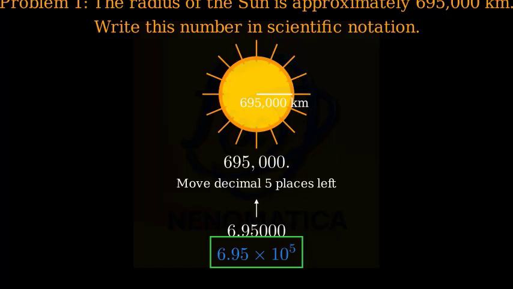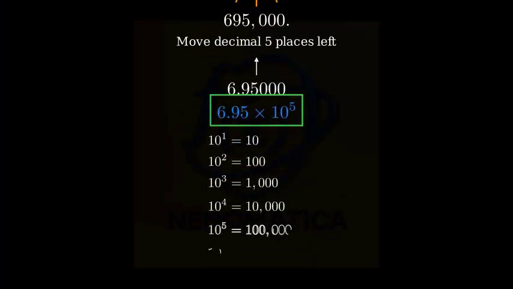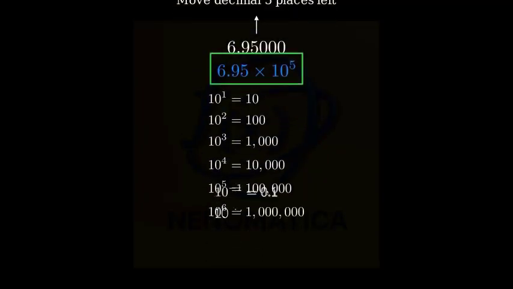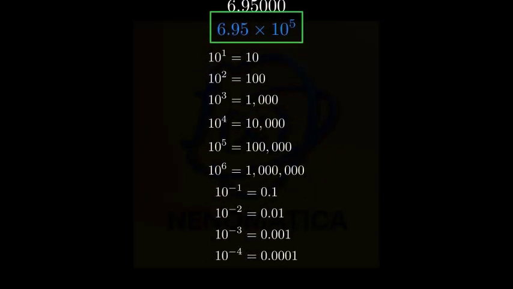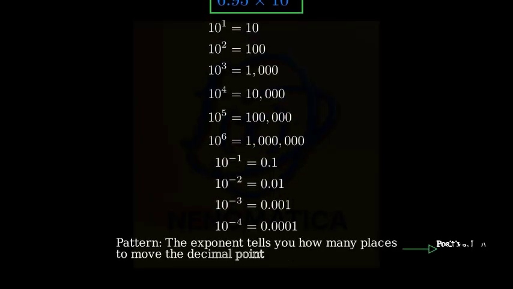Before we move to the next example, let me quickly explain the powers of 10. 10 to the power of 1 is just 10. 10 to the power of 2 is 100. 10 to the power of 3 is 1,000. And so on. We can also have negative powers of 10. 10 to the power of negative 1 is 1/10 or 0.1. 10 to the power of negative 2 is 1/100th or 0.01. So positive powers of 10 move the decimal point to the right, while negative powers move it to the left.